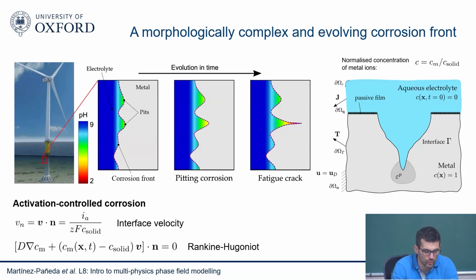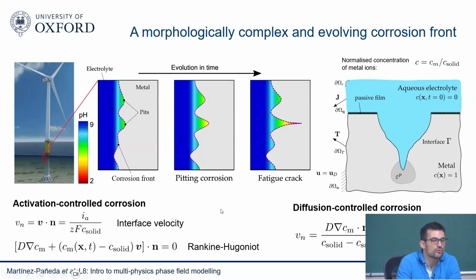In activation control corrosion, we know that the velocity of the pit, which is what you're seeing here, is governed by Faraday's second law. So you have corrosion current density, Faraday's constant, concentration of the solid, and so on. This is an equation that has a clear physical meaning, and it gives you how fast your pit grows. And here you have a Rankine-Hugoniot condition, which tells you the concentration of metal ions at the interface. This is what you're solving for, the CM, which you can normalize by C solid.